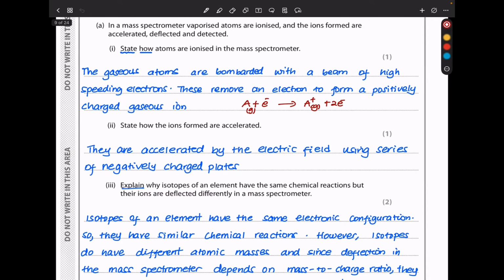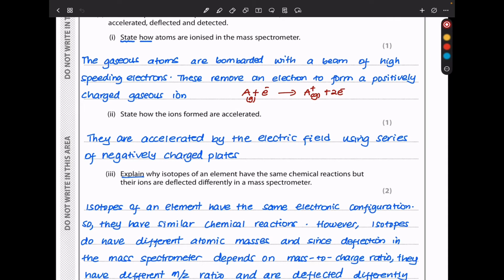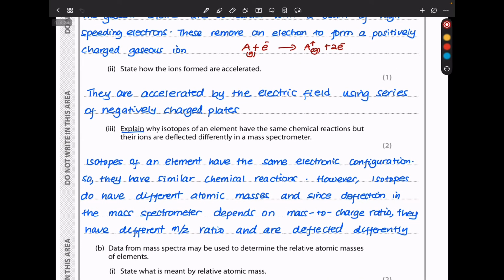Next, they say state how ions formed are accelerated. They are accelerated, of course, using an electric field, and this electric field has a series of negatively charged plates that are going to accelerate them. Next, they say explain why isotopes of an element have the same chemical reactions, but their ions are deflected differently in the mass spectrometer. Deflection in the mass spectrometer is based on the mass to charge ratio. So meaning, because isotopes have different atomic masses, of course their deflection is going to be different.